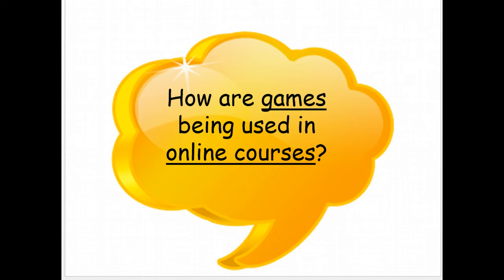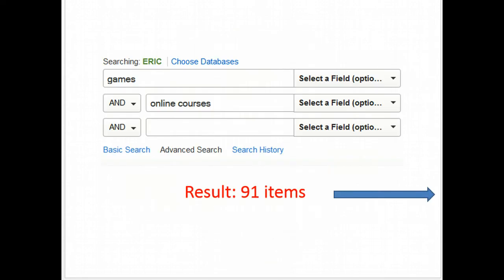Next, I think about what my ideal article title might be. If by some magic chance it's out there, I'm thinking that it might be called Games in Online Courses. Okay, that's pretty basic. Now I go to my database and I use those terms to conduct a default search.